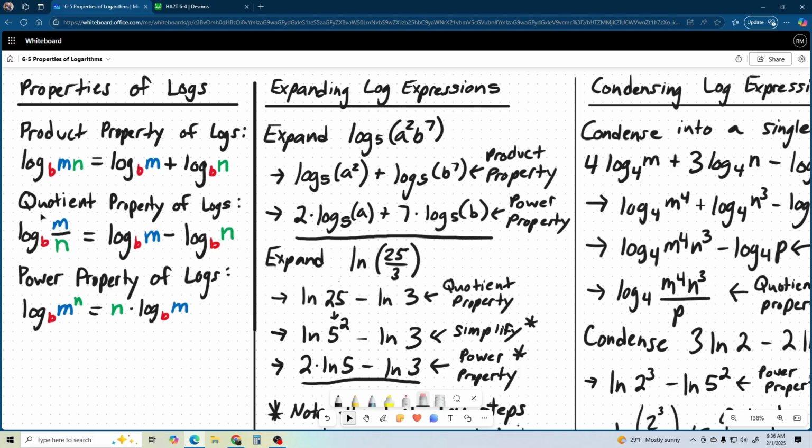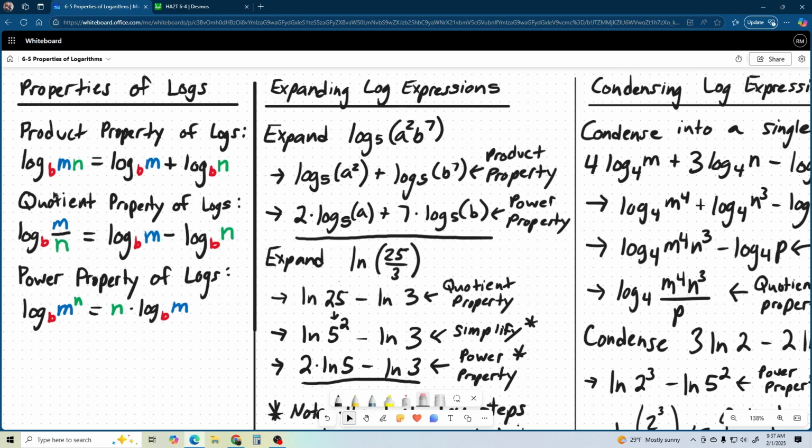And then the quotient property is the exact same thing. Before, we would have a to the m divided by a to the n, and this would equal a to the m minus n. Remember this? This was our quotient property. The quotient property still applies to logs, and it's the same idea. If we have log base b of m divided by n, this is the same as log base b of m minus log base b of n.